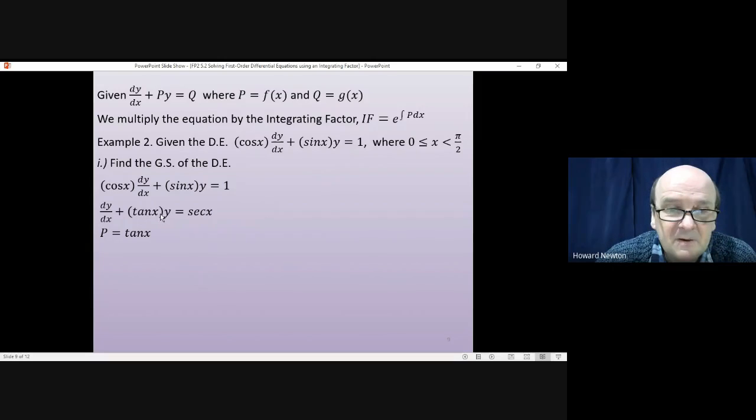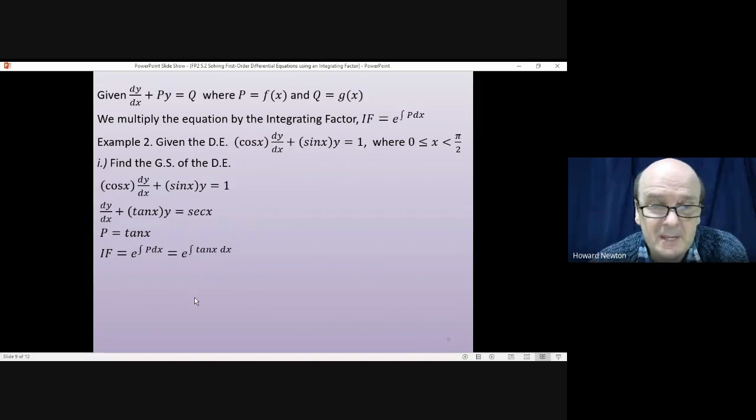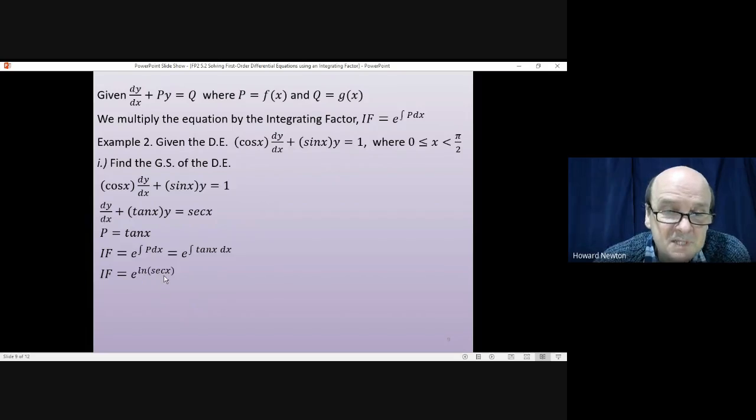So p is this function here in front of the y. P will equal tan x. The integrating factor is e to the integral of p, so that's e to the integral of tan x. Now this is a standard integral. It's not one you're expected to know off by heart, but you would need to be able to look it up in a formula booklet. The integral of tan x is the log of sec x. So integrating tan x gives us that. Then the e and the log, because they're inverse functions, they just cancel each other out, and the integrating factor is equal to sec x.